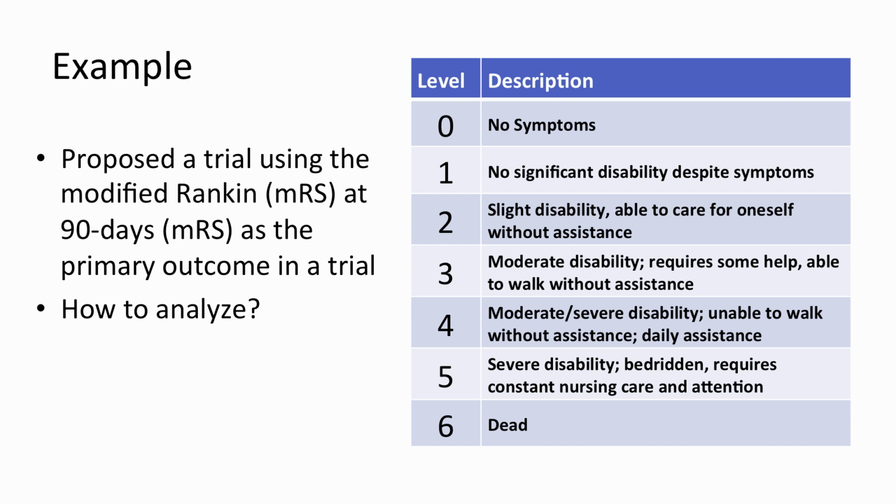The endpoint at 90 days in this example is the modified Rankin score. You can see on the table on the right the 7 levels of the modified Rankin score. It ranges from level 0, which is no symptoms, perfect neurological status, down to level 6, which is dead. And you can see that the levels vary 1, 2, 3, 4, 5, and 6. An interesting thing about this is the number does not classify the relative difference in the states. It's just a classifier. You could label these A through G as the label for the level.